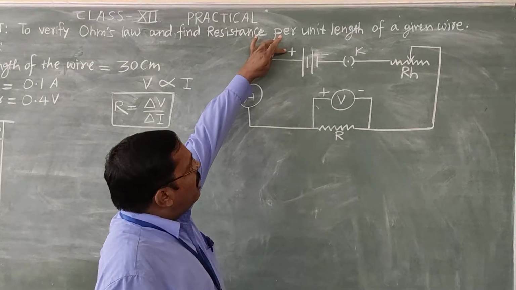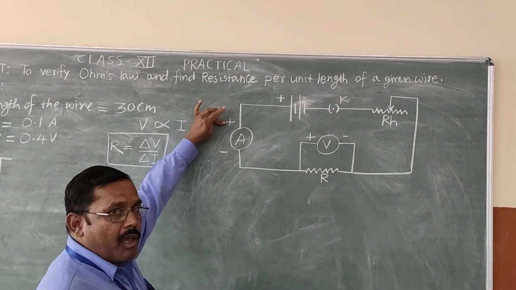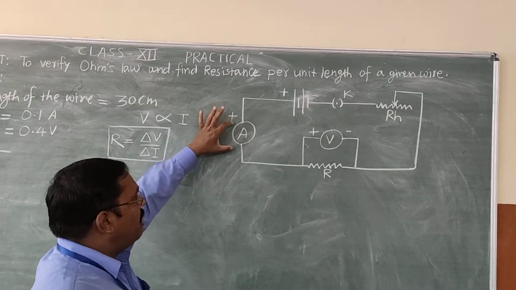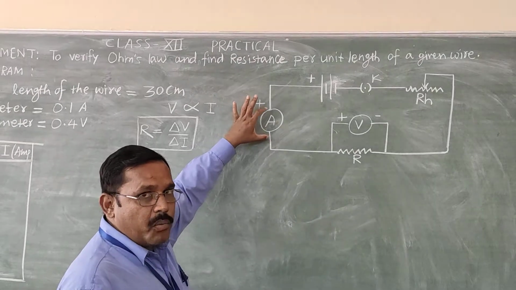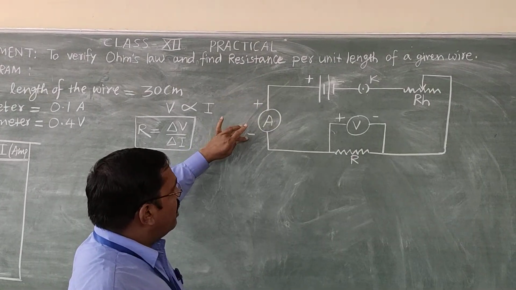The positive terminal is connected to the positive of the ammeter, and in the ammeter there are 2 points, red and black. So red is positive, black is negative.